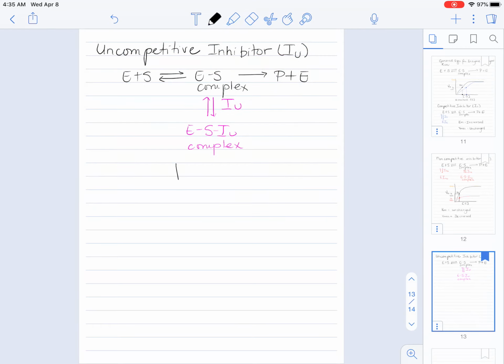So I'm going to redraw how my uninhibited enzymatic reaction looks like. Let me label where my Vmax is. Let me label where my Km would be if I consider that this is half of Vmax and this is going to be the concentration of substrate. So that means that this is my Km.